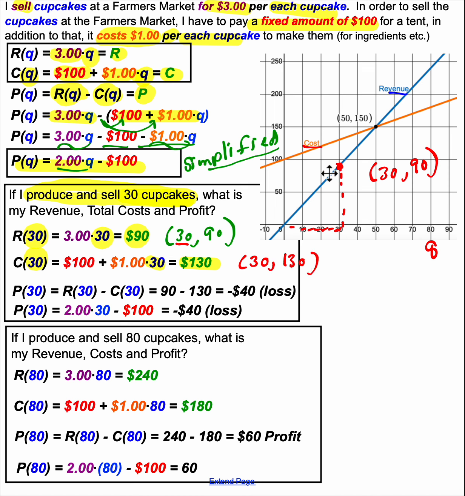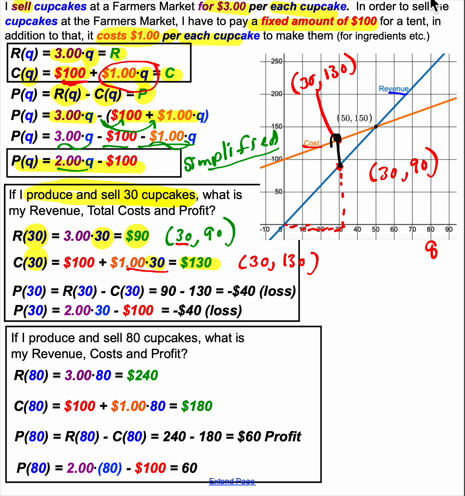And if I look here, I see my cost function in orange. So when I produce and sell 30 items, this point up here would be $130. So when I produce and sell 30 items, it costs me $130. It costs me $100 for the tent plus $1 per each cupcake. All right, and we can see here then that there's a gap. My costs are greater than my revenue.